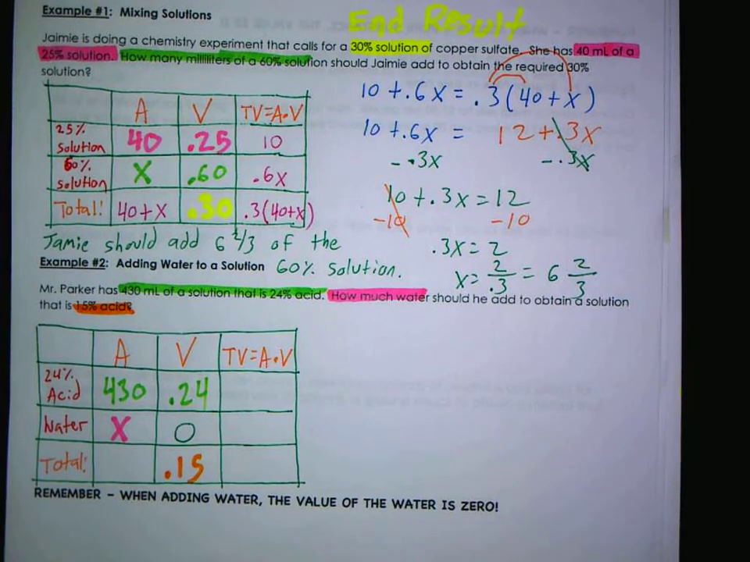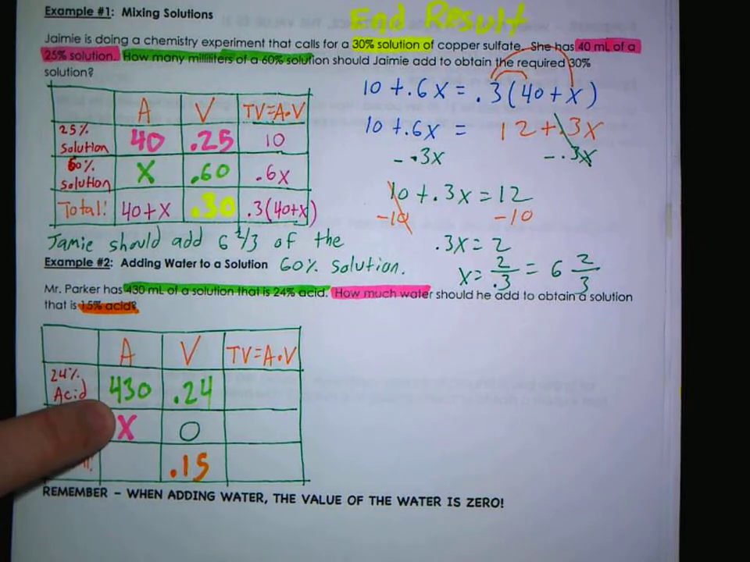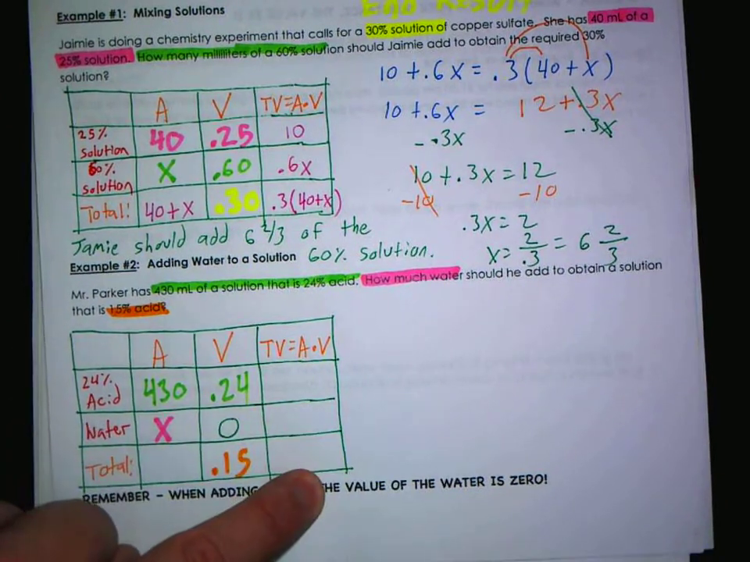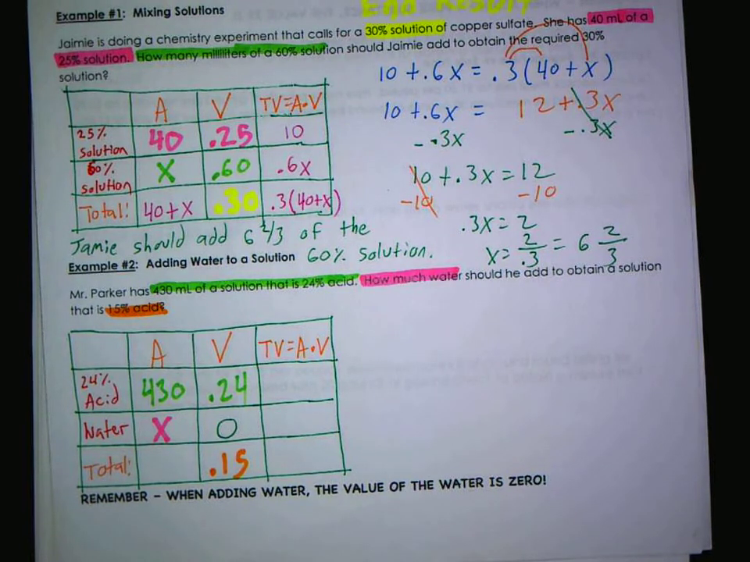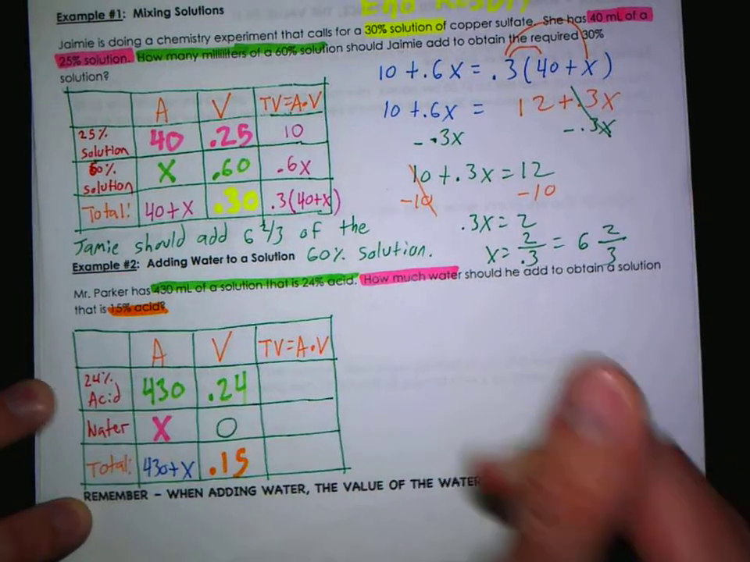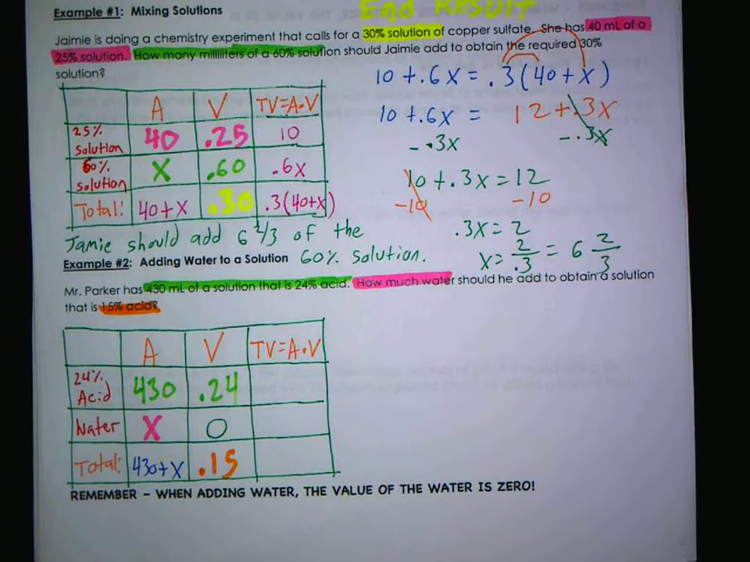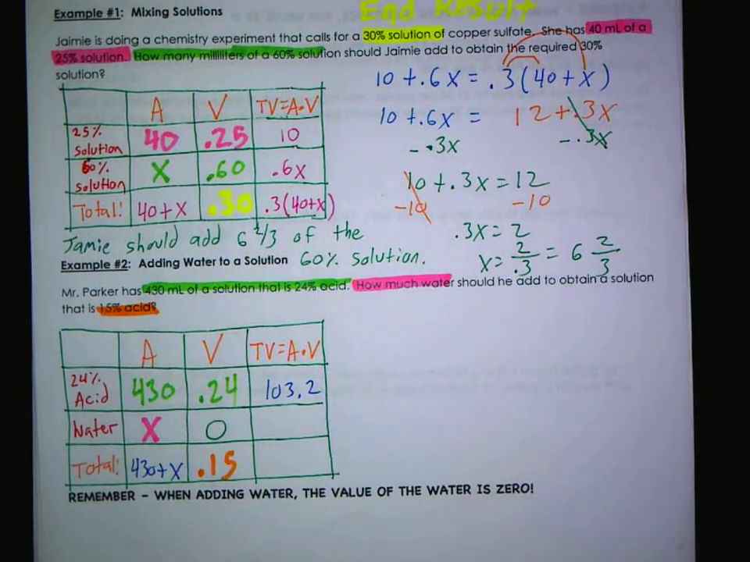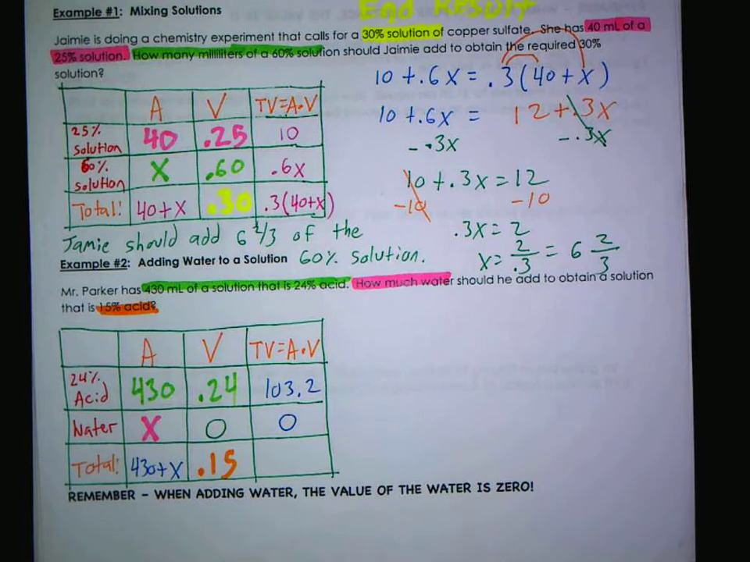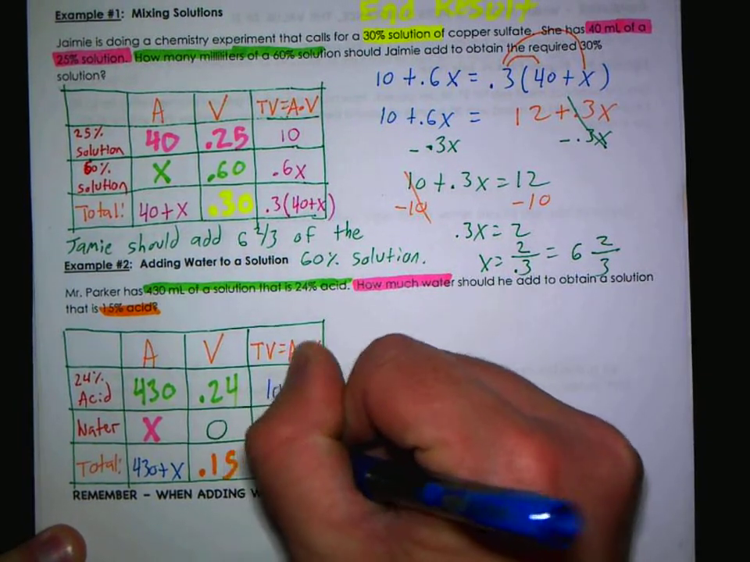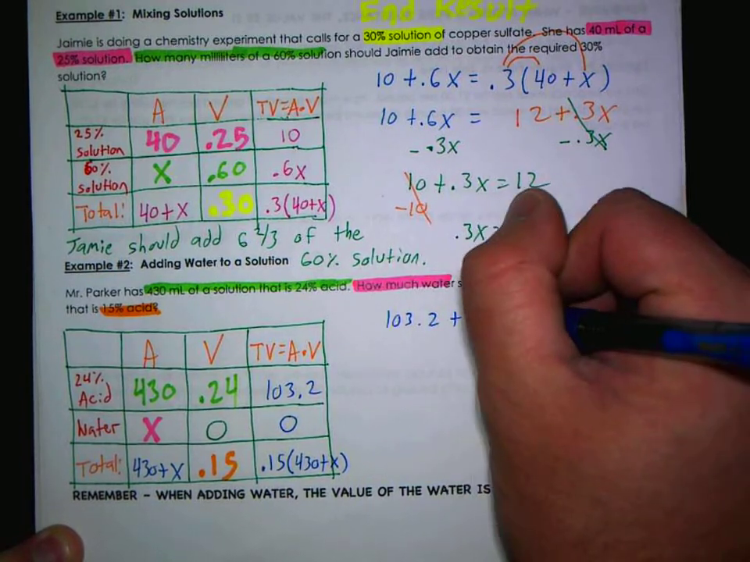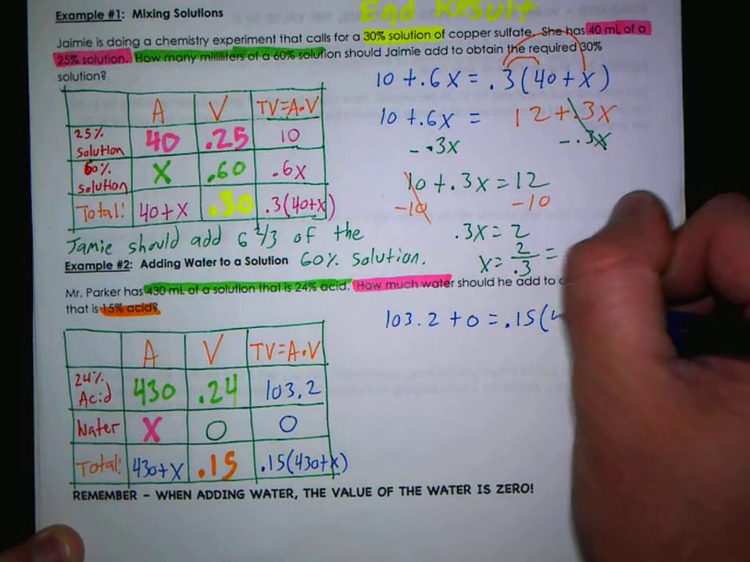goes here. Now, it's the same exact problem from here. You're going to take that plus that, put it here. You're going to multiply this way, multiply this way, multiply this way. This plus this equals that, right? Same problem. We've already done this problem. 430 milliliters plus some water. 430 times 0.24 is 103.2. X times 0 is 0x, which is 0. And then we have 0.15 times 430 plus x. Set up my equation: 103.2 plus 0 equals 0.15 times 430 plus x.